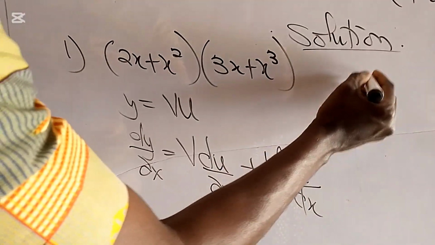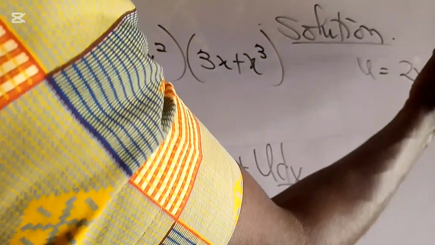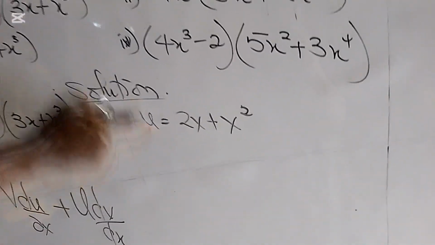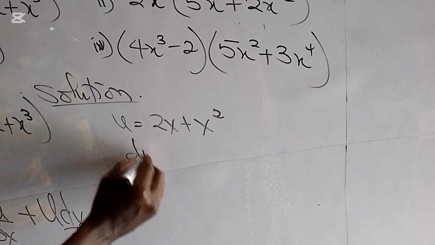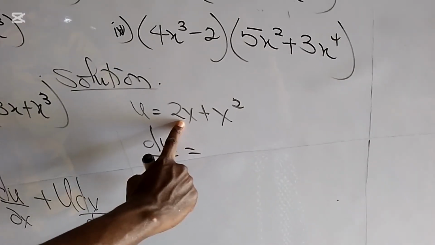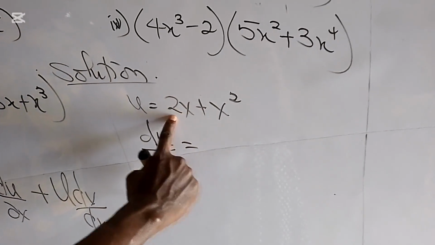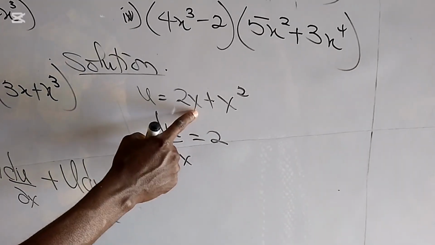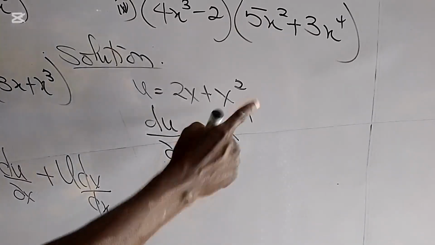So our u is equal to 2x plus x squared. Now we differentiate it to have our du dx. So when we differentiate with respect to x, yesterday I told you how to differentiate. We have 1 here. We drop 1, it will multiply the 2. So we have our 2 here. Then this one will be 1 minus 1, which we know is 0.